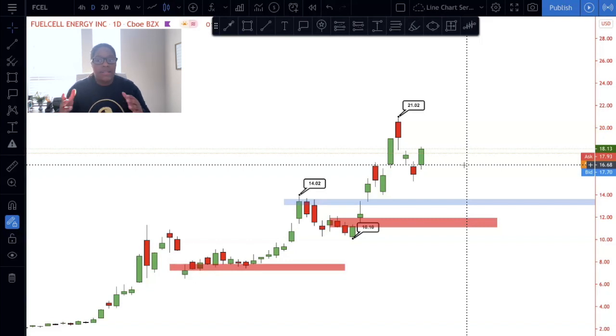But for right now, this is a good area to probably want to buy more. I'm going to be looking at this price point as well. I'll probably end up just buying a few shares here at this area, and if it goes down lower, I'll just buy a few more shares because we keep getting that bullish momentum. So we'll see what happens here on Fuelcell.